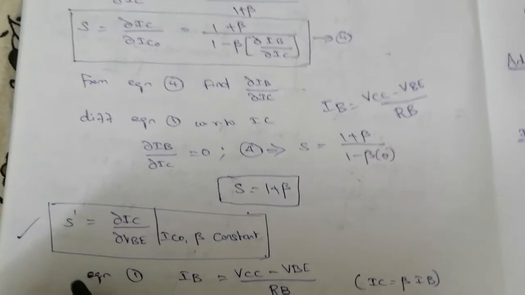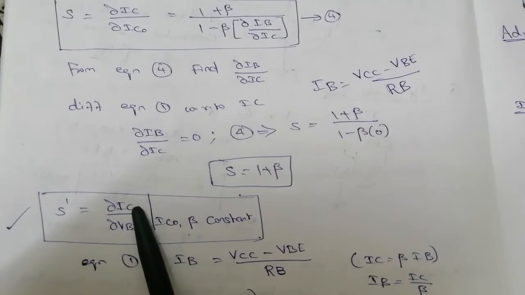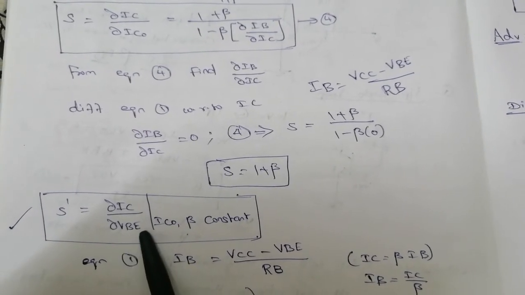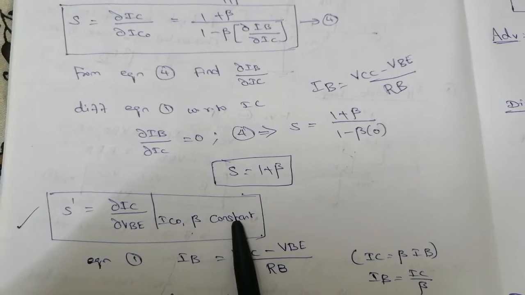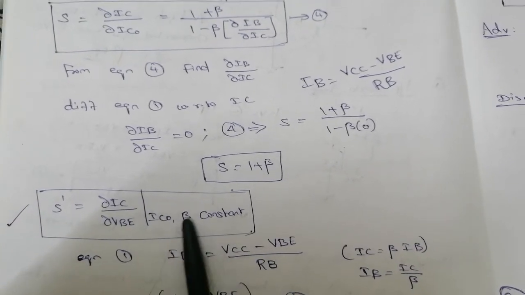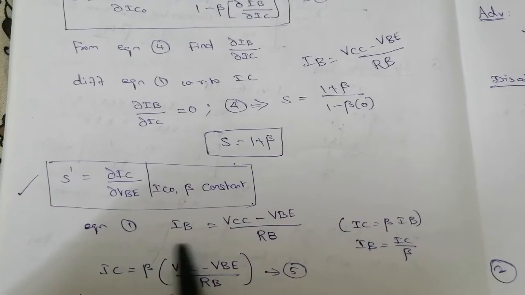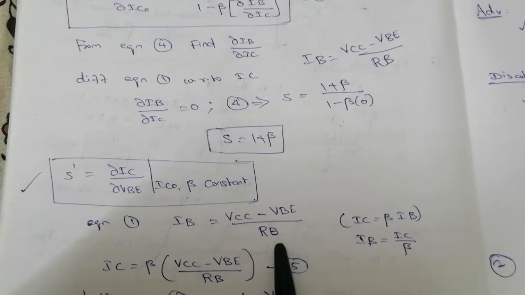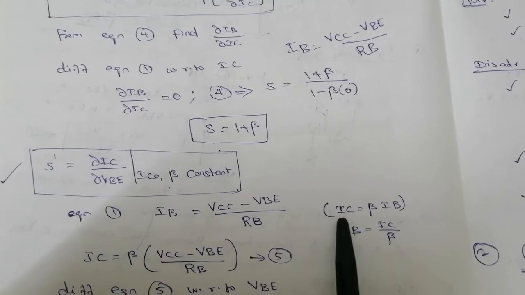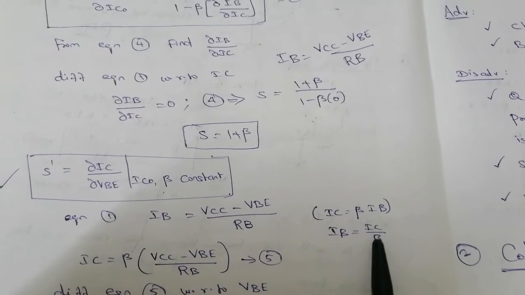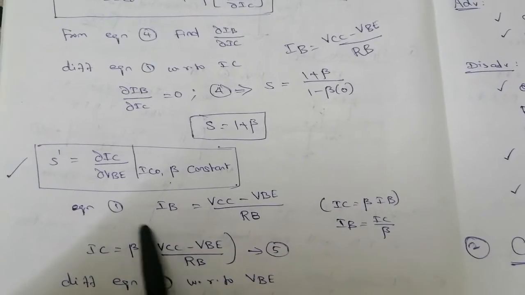Next to find S dash. S dash is nothing but change in the collector current due to the variation in the transistor parameter VBE. The remaining parameters become constant. For finding this S dash, we have equation 1, IB equal to (VCC minus VBE) by RB. We know the relationship between IC and IB. From that, IB equal to IC by beta. Now substitute this term here.